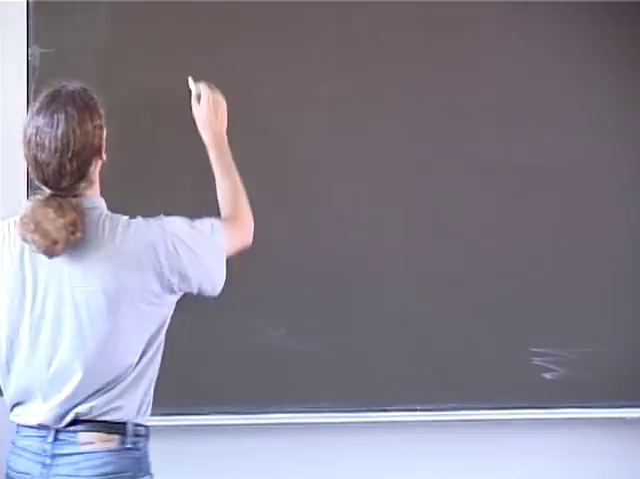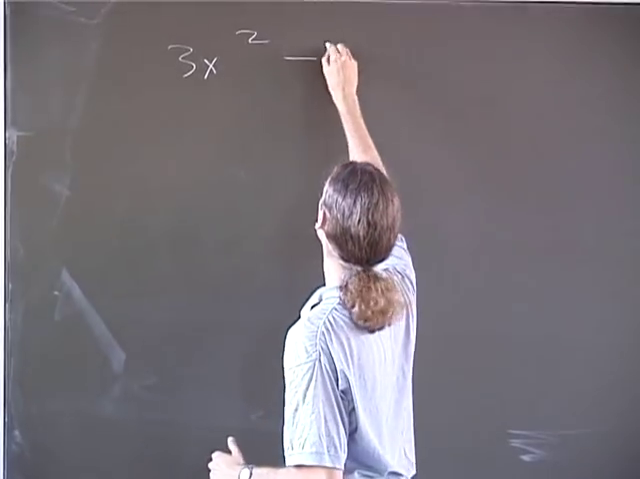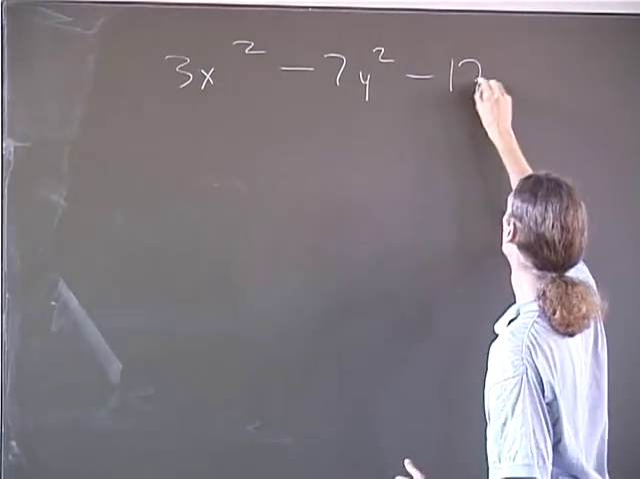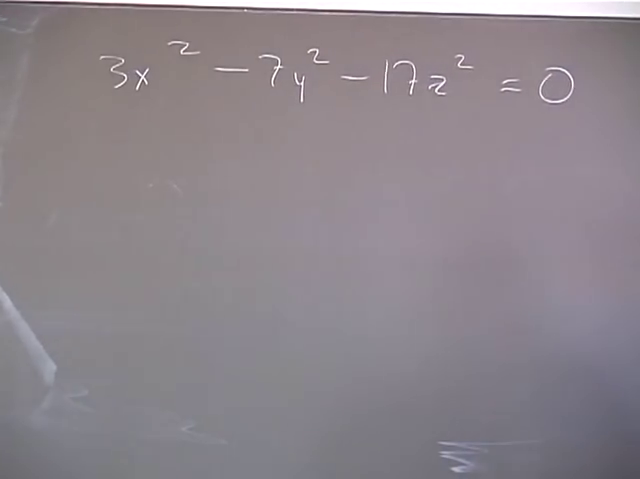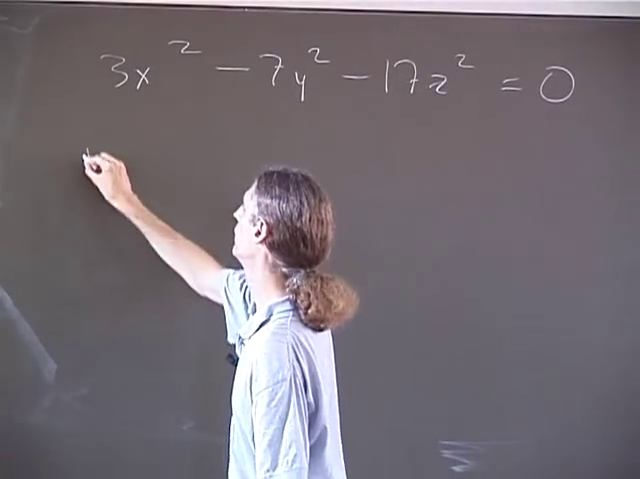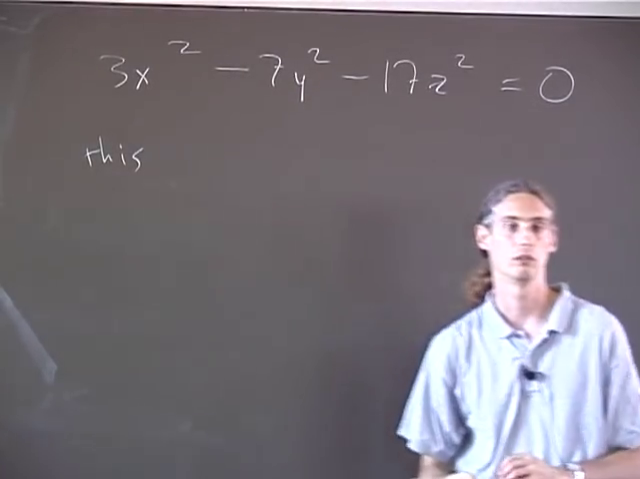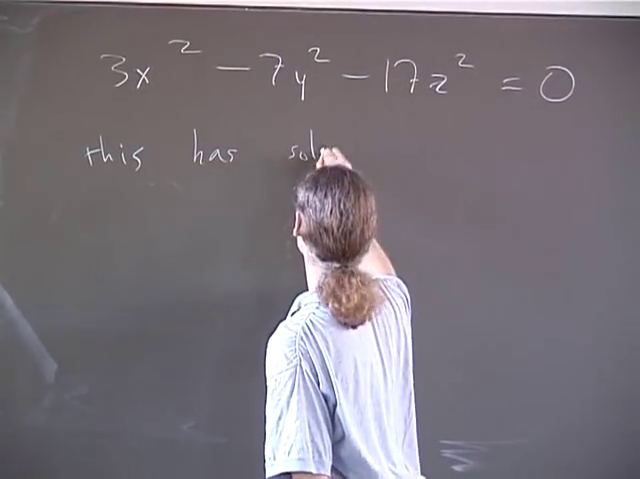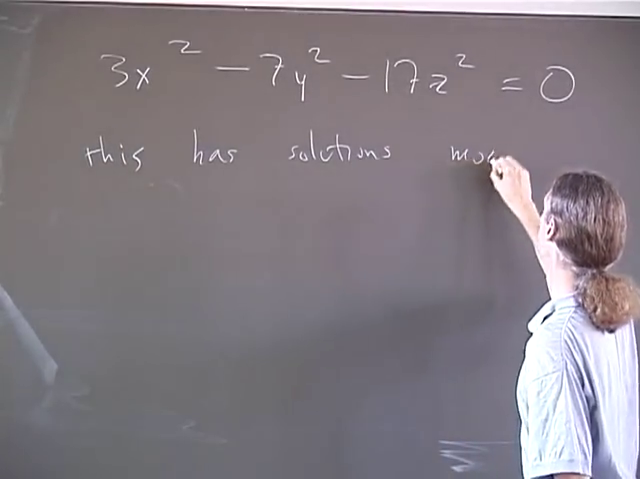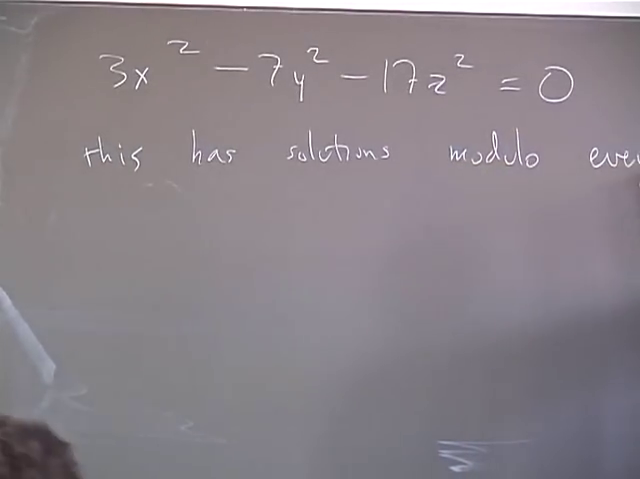Now let's just change one of the numbers and see what happens. So if you try to play the same game now, you see that in fact there are solutions mod 3, mod 7, mod 17, and so easily it follows, or with only a little bit of additional work, it follows that this has solutions modulo every integer.